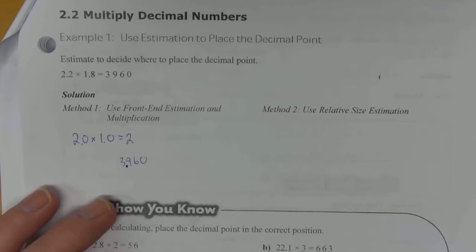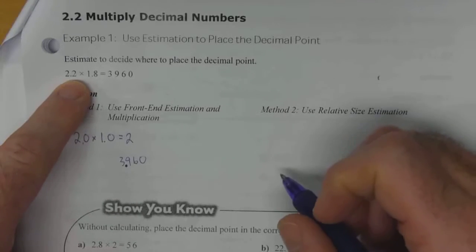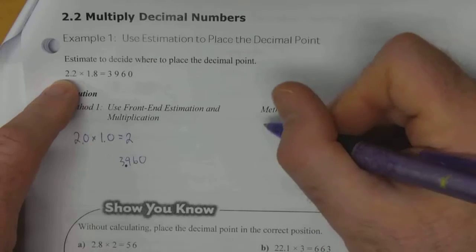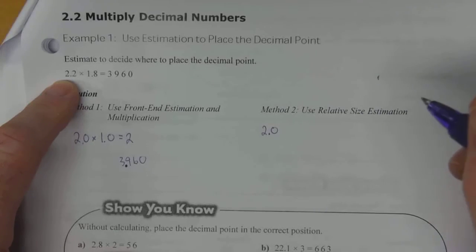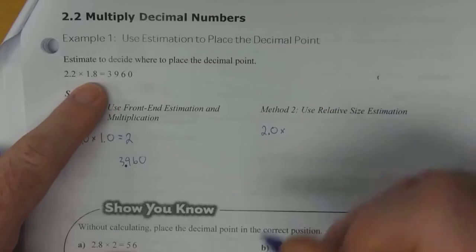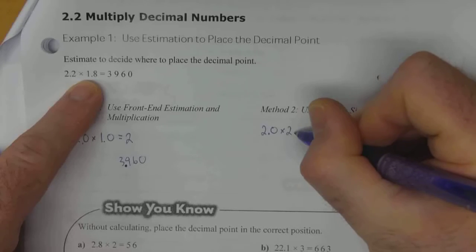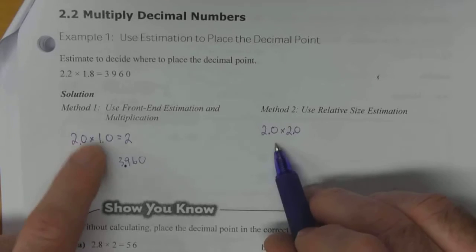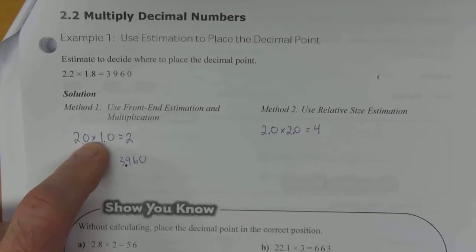Now let's try it with relative size estimation. See if that changes anything. So 2.2, the second digit is a 2. That's 4 or less. So that means I'm going to keep the first 2. So that means it's going to remain 2.0, just like in the previous question. But 1.8, the second digit is an 8, which is 5 or higher. So I'm going to change the 1 to a 2, and then change the 8 to a 0. So now all of a sudden we've got a different question here. We're not doing 2 times 1, we're doing 2 times 2, which we know is 4.